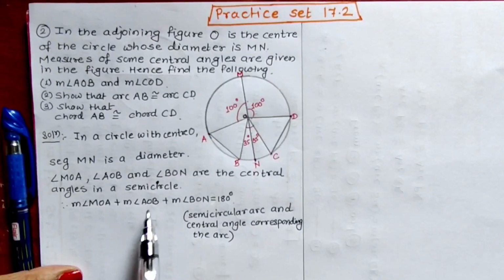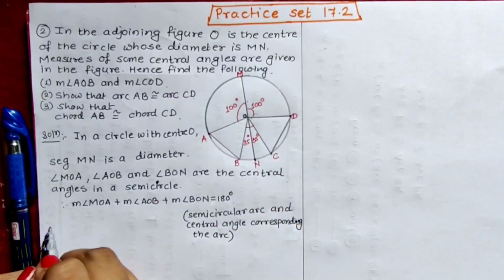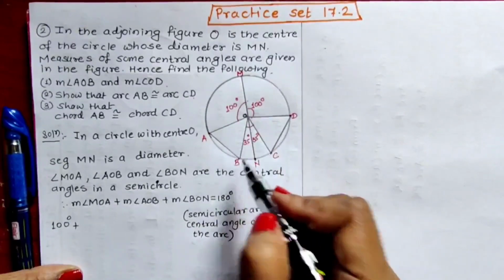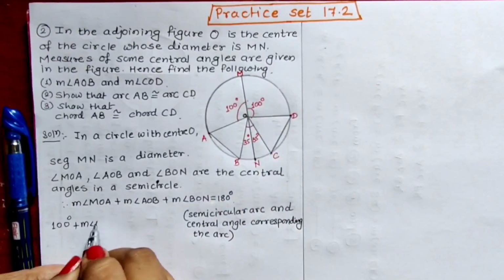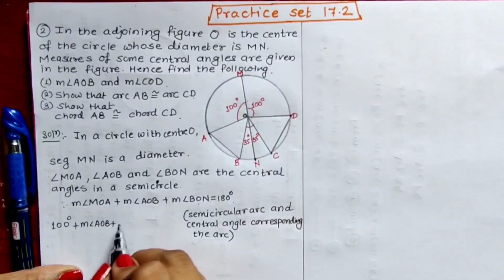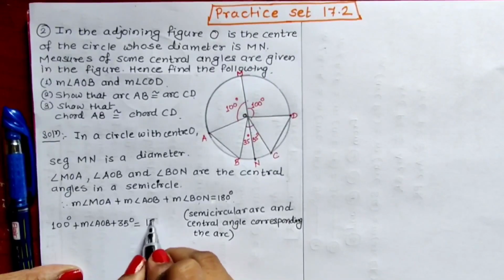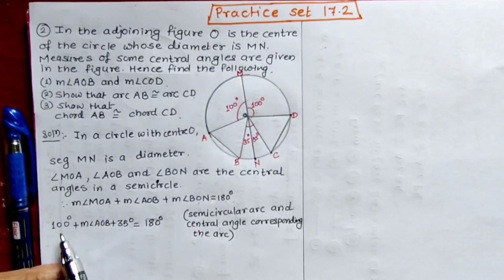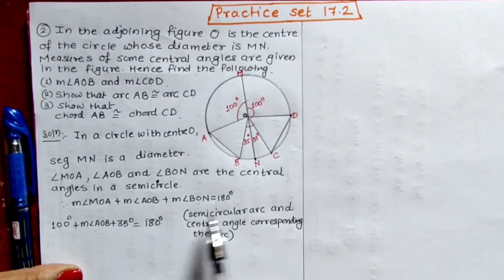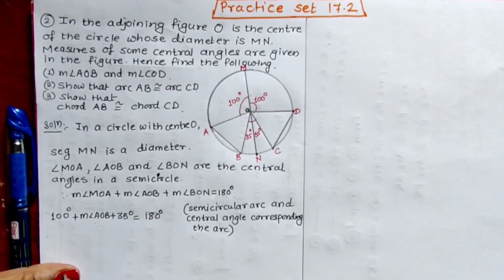Now let us write the values of these angles. Major angle MOA is given 100, so I will be writing 100 plus major angle AOB, which we have to find out, plus BON is equal to 35 degree given to us, is equal to this 180 degree as it is. I have written the values. MOA is 100, AOB is not given, so we write AOB as it is. BON is 35, is equal to 180 degree.